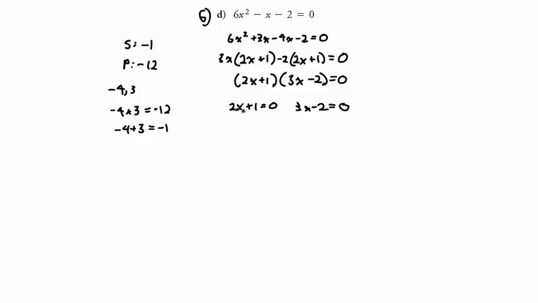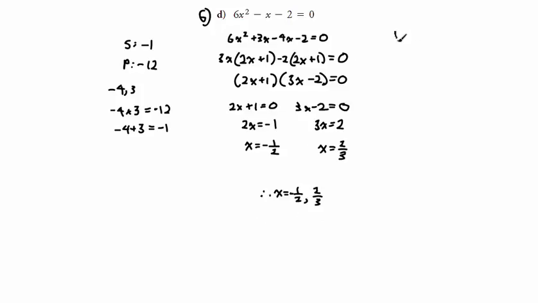Now all we need to do is solve for x for both equations. Subtract both sides by 1, and we get 2x equals -1. And then divide both sides by 2, and we get x equals -1 over 2. Here, add 2 to both sides, and we get 3x equals 2. And divide both sides by 3, and we get x equals 2 over 3. Therefore, the solutions to this equation are x equals -1 over 2, or x equals 2 over 3. And now we need to verify that these are the solutions to this equation.